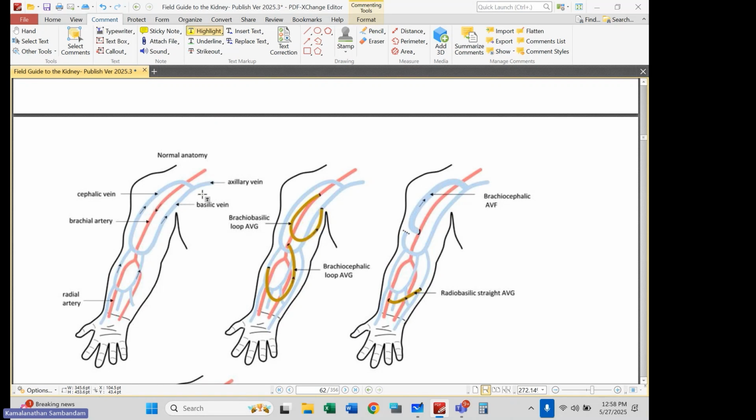So here's the normal anatomy. Here on the left hand of your screen, you have the brachial artery, which ties into your axillary artery. When it's in the arm, it's the brachial artery.